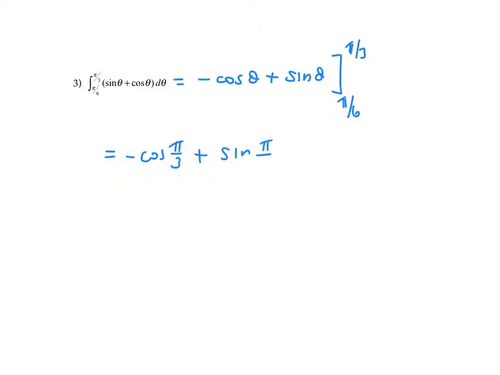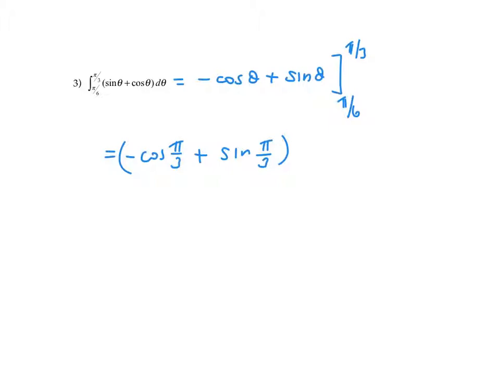So we want to take the antiderivative first. So the antiderivative of sine theta would be minus cosine theta. And the antiderivative of cosine theta would just give us sine theta. And again, we're working from pi over 6 at the bottom to pi over 3 at the top. So we want to plug in the pi over 3 first. So we want to say minus cosine of pi over 3, or 60 degrees, plus sine of pi over 3.